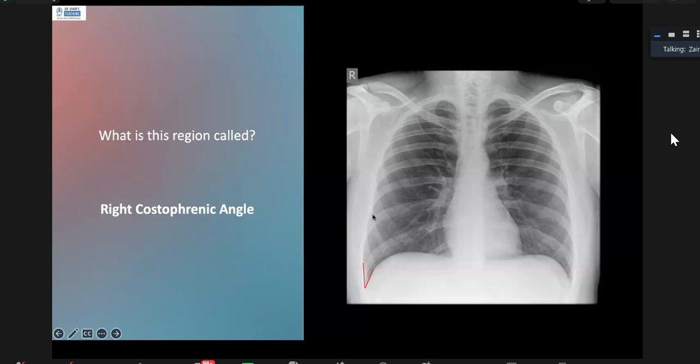So in this question, we asked, what is this region called? Dr. Sujith went through the landmarks on an X-ray, and this is the right costophrenic angle. And I think a lot of you got that in the chat as well.